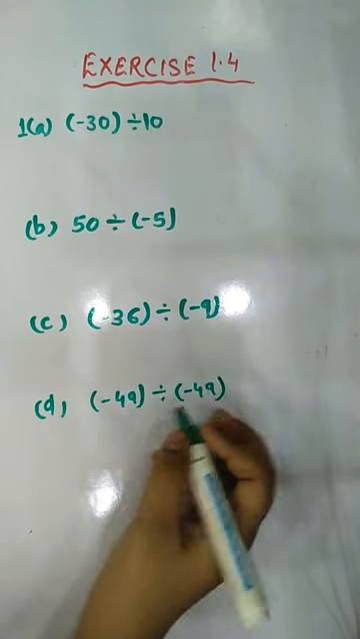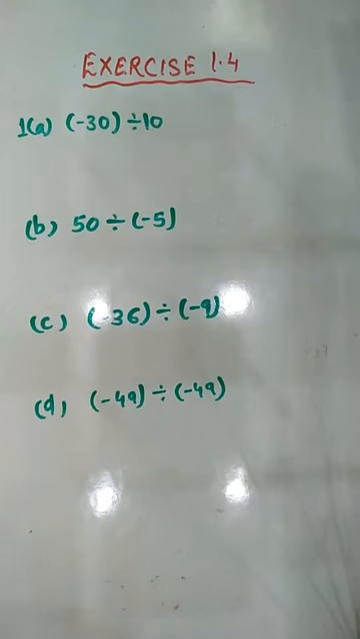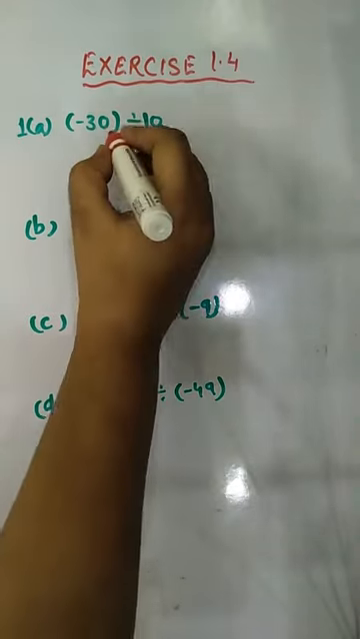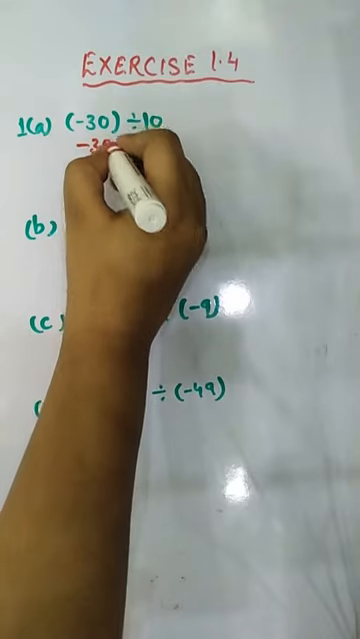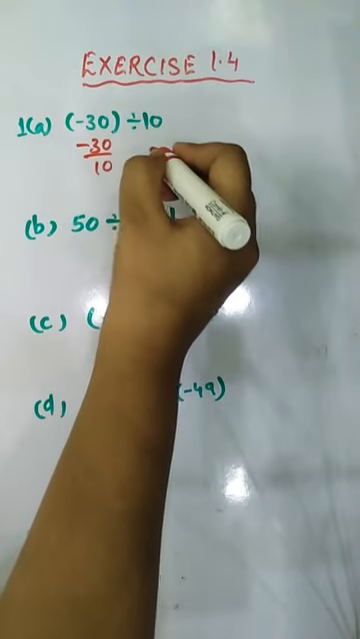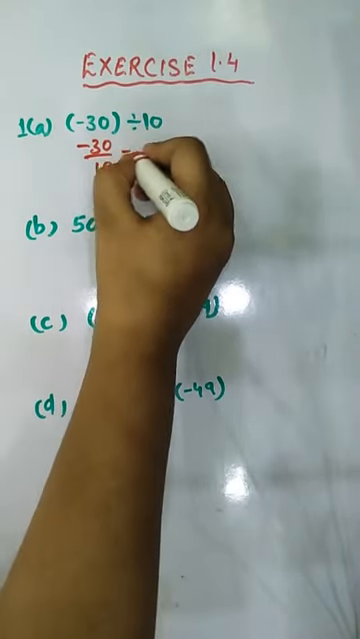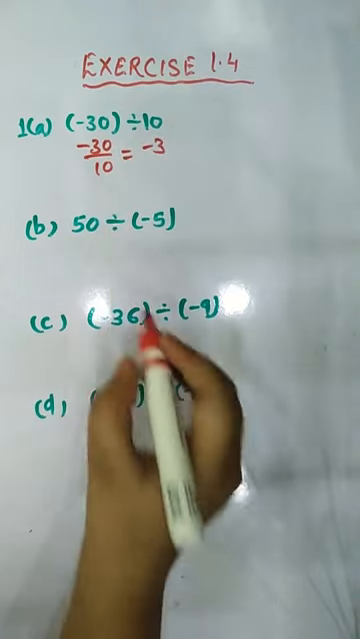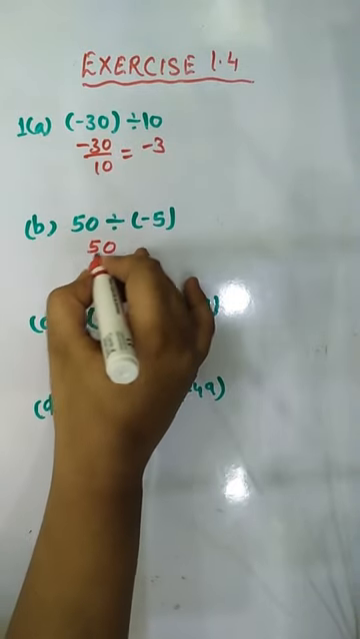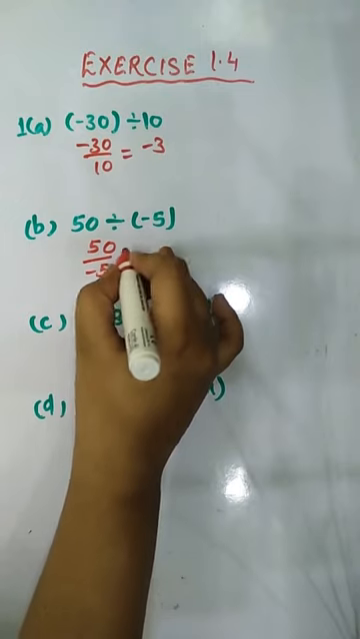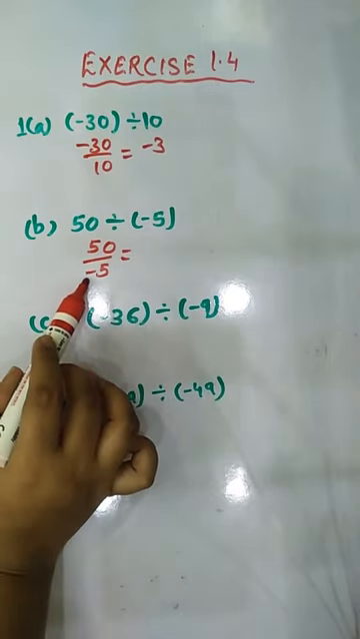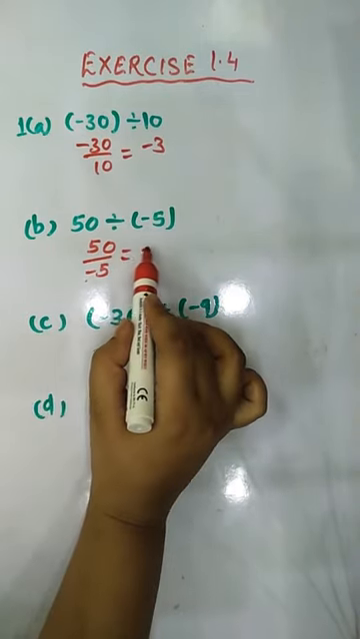So I told you earlier that if one of the numerator or denominator is negative, then the answer will be negative, and if both are negative, then the answer will be positive. So minus 30 divided by 10. When you cancel this it will become minus 3. Then 50 divided by minus 5. One is the denominator is negative, so the answer will be negative.